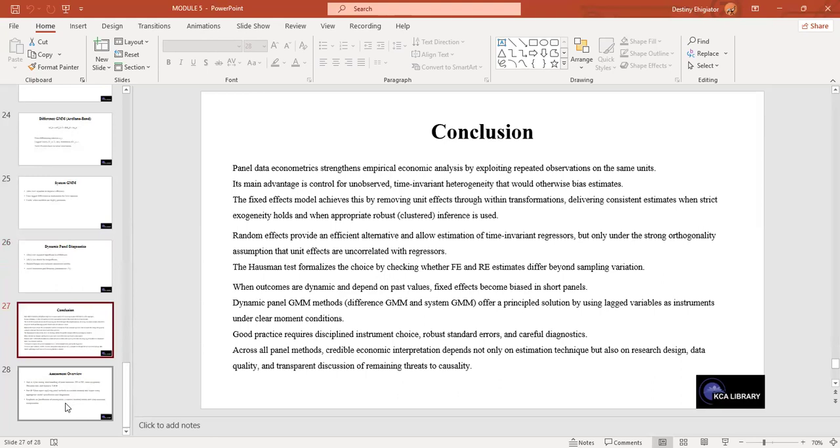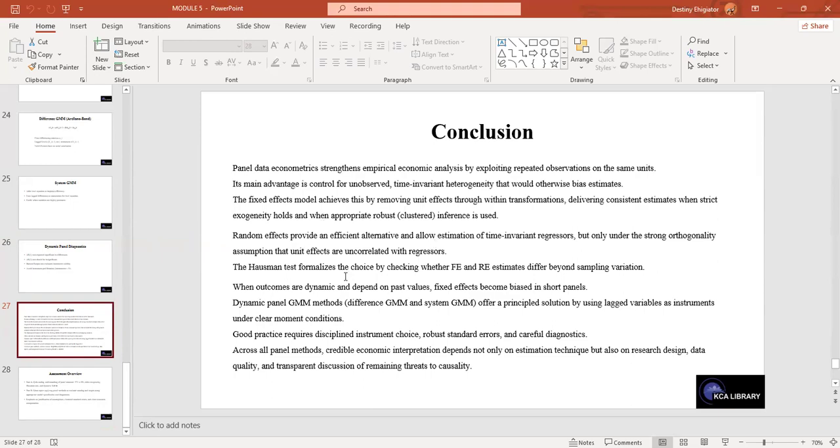Now, by way of conclusion, panel data econometrics strengthens empirical economic analysis by exploiting repeated observations on the same units. Its main advantage is control for unobserved time-invariant heterogeneity that would otherwise bias estimates. The fixed effects model achieves this by removing unit effects through within transformation, delivering consistent estimates when strict exogeneity holds and when appropriate robust inference is used.